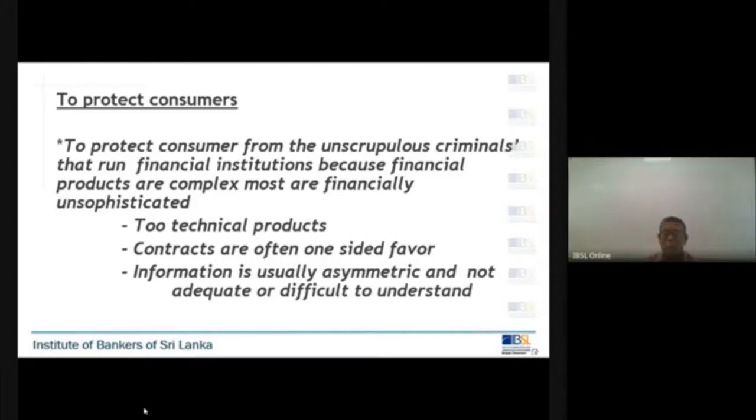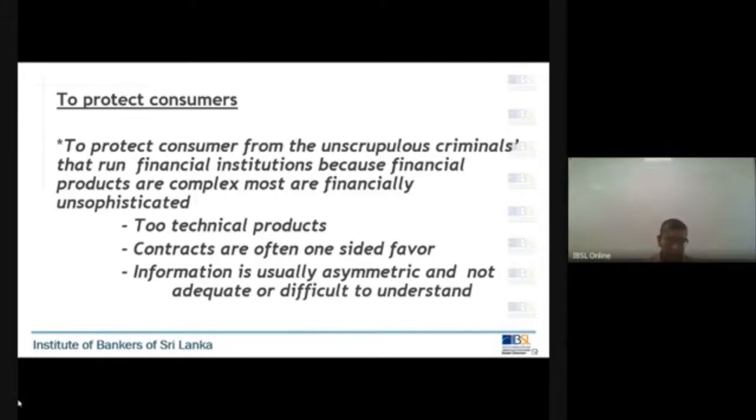Information is also usually asymmetric. What do you mean by asymmetric? Only one side knows the information. And even when the customers are given information, it is difficult to understand. Sometimes adequate information is not given by the banks to customers to understand, or even the information provided is difficult to understand.